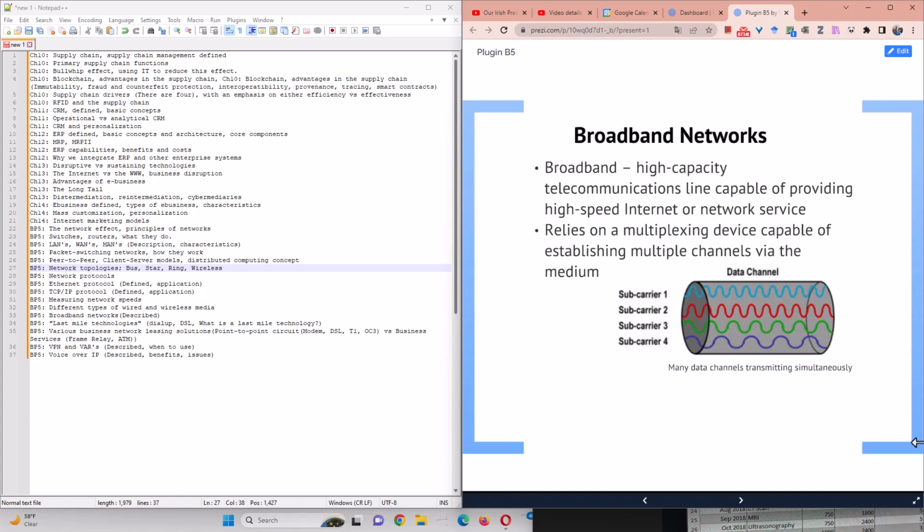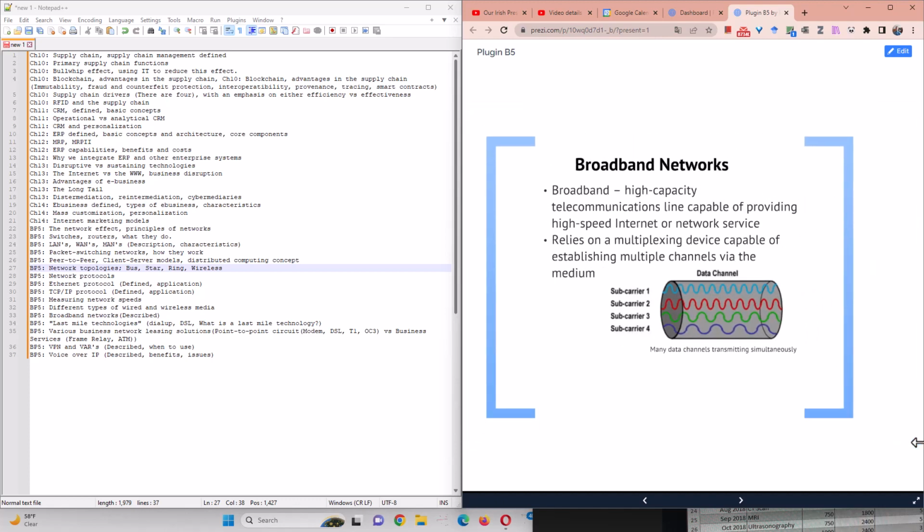If you've got a local area network in a building and it's got switching equipment operating at 10 gigabits per second, and the twisted pair wire accommodates that bandwidth, that's a broadband network. Broadband relies on some kind of multiplexing or switching device that can establish many channels through the same media, and subsequently each one of those channels is propagating data. And the more you have, the more data the system will propagate.